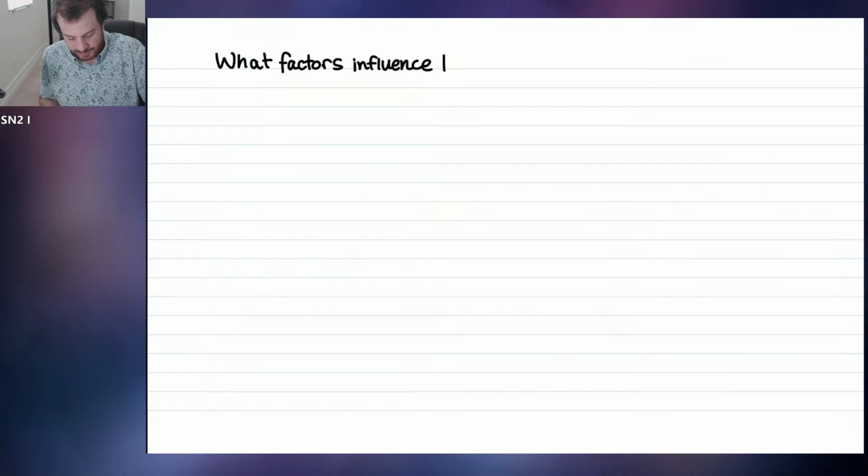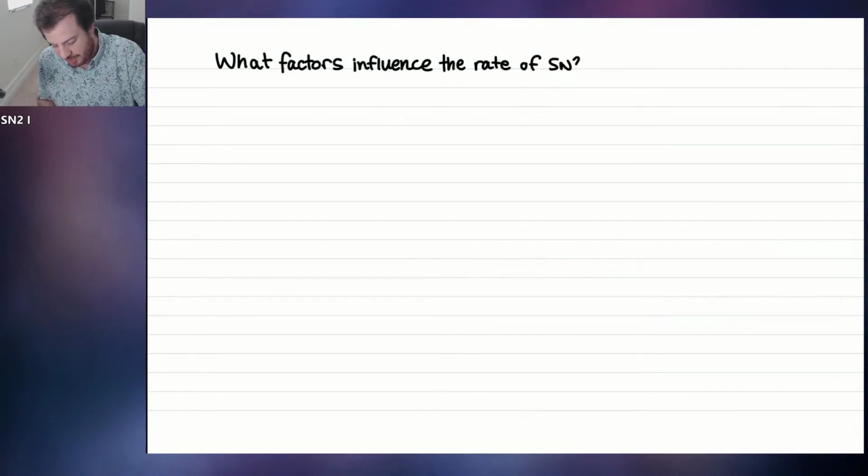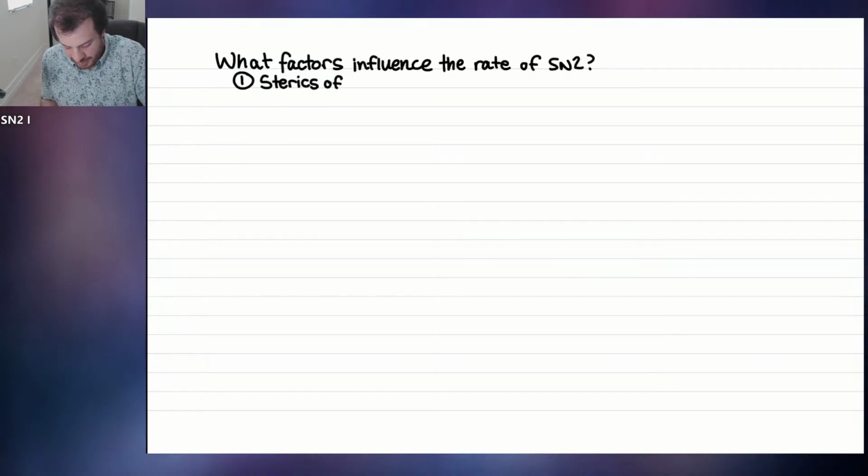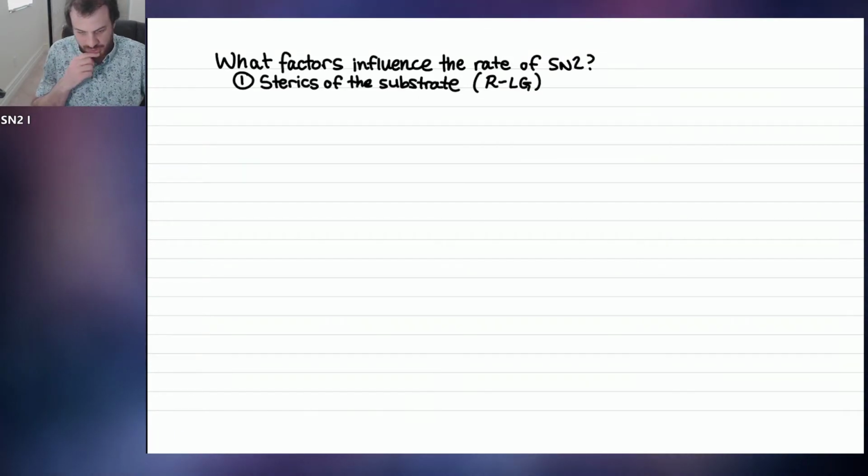So what factors influence the rate of SN2? We're only going to talk about two things today, and then we'll talk about two things next time. The first two things that we're going to talk about today are sterics of the substrate. And when I say the word substrate, I'm referring to the electrophile. That is the molecule that has carbon attached to a leaving group. We'll talk about how the sterics of that substrate affect the rate dramatically.